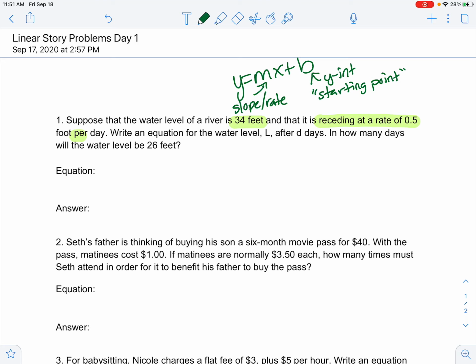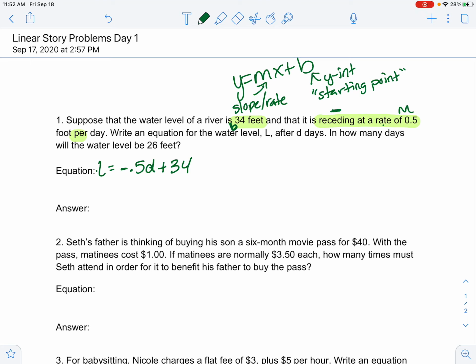So if it's receding, that tells me it's going down, okay? As soon as I see rate, I think, oh, that's my slope. The 34 is the level it started at, which would be my b. So I have y equals negative 0.5, that's my slope, it's going down 0.5 feet per day, and it started at a positive 34 feet. I'm going to change this y to what it wanted, so level of water L. So there's your equation. We have our rate, negative 0.5, we have our starting point, 34.